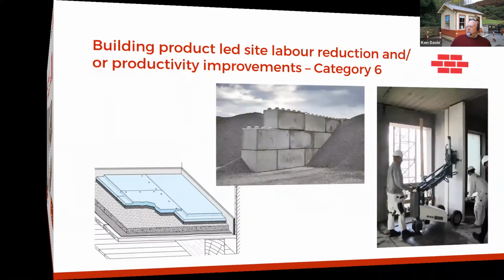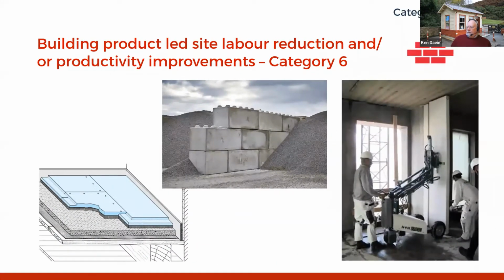In category 6, I think the key words here are site labour reduction and productivity improvements. Bungalows are being built in Denmark using story height blocks, which is what you see on the right hand side. Obviously, there's a retaining wall component which locks together as a precast block. And I could foresee that being perhaps used even as a temporary retaining wall.